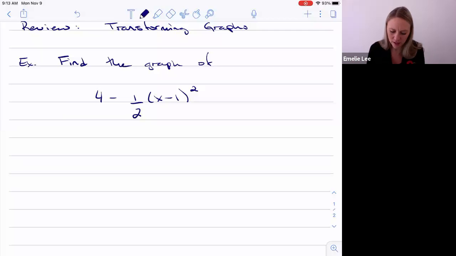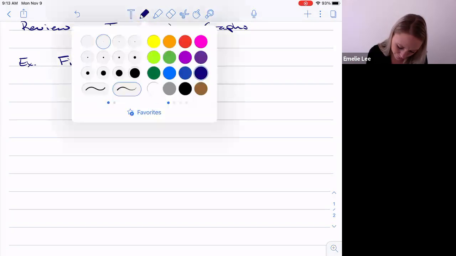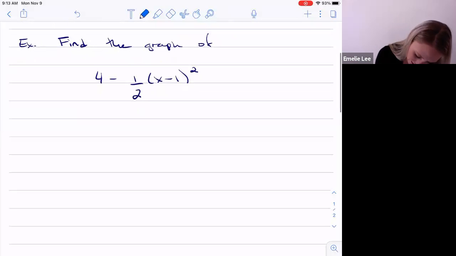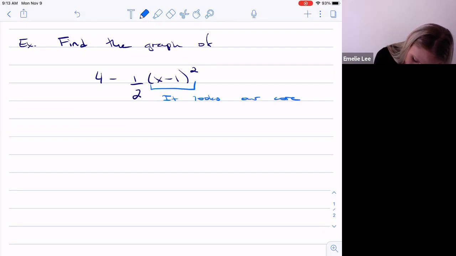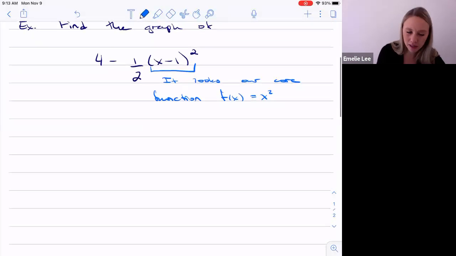And so here, what I'm seeing, if I boil it all down, it looks like x squared has been manipulated. And so what I'm going to say here is it looks like our core function f of x is x to the power of 2 has been manipulated.